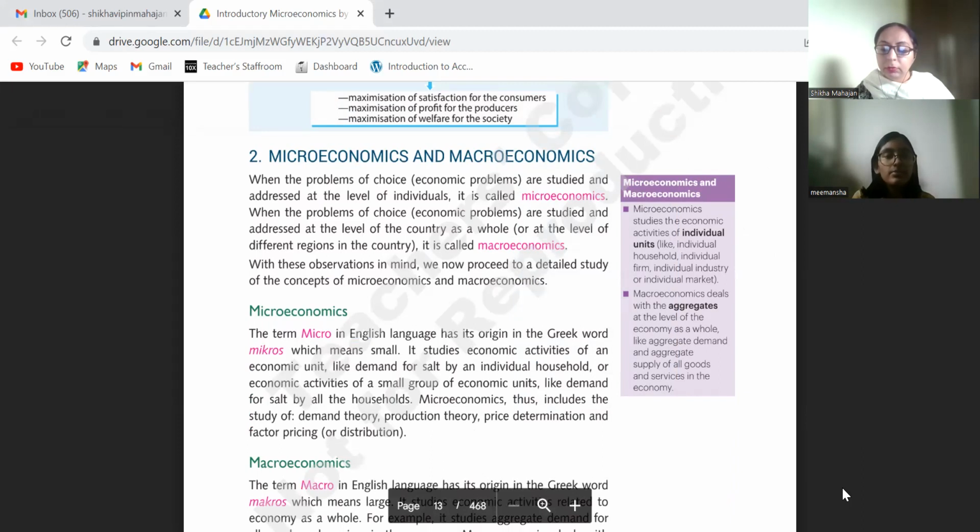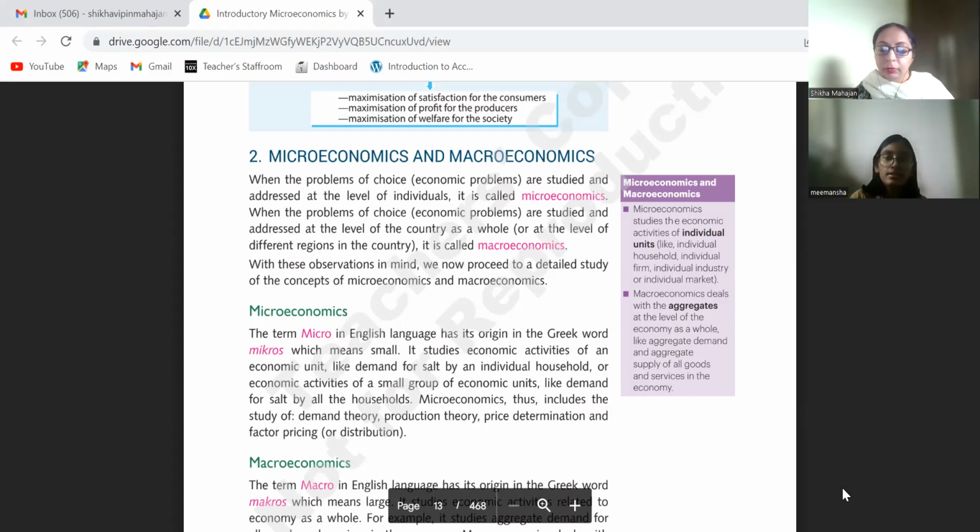When the problems of choice are studied and addressed at the level of a country as a whole, or at the level of different regions in the country, then it's called macroeconomics. So we discussed this. Micro is about the individual and macro is about the aggregate, the whole country, right?